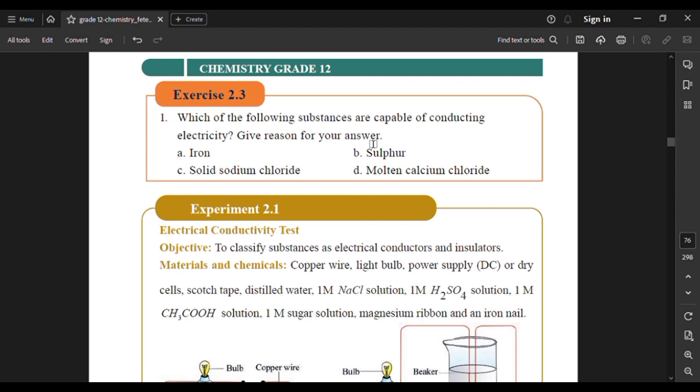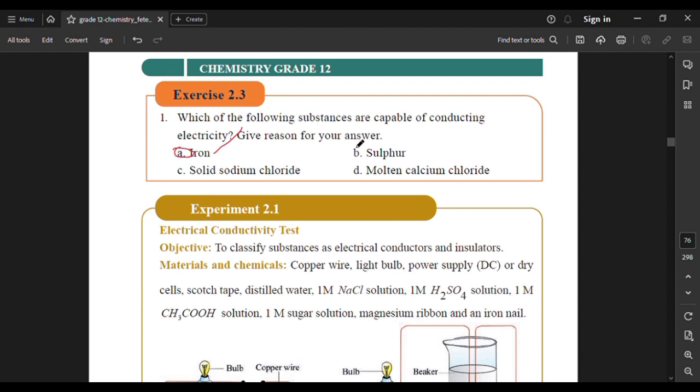So the first one is iron. Iron is a metal that has high electrical conductivity, and its electrons are loosely bound and can move freely, allowing for the flow of electric current. So this is electrical conductivity, because the reason is iron is a metal that has high electrical conductivity.